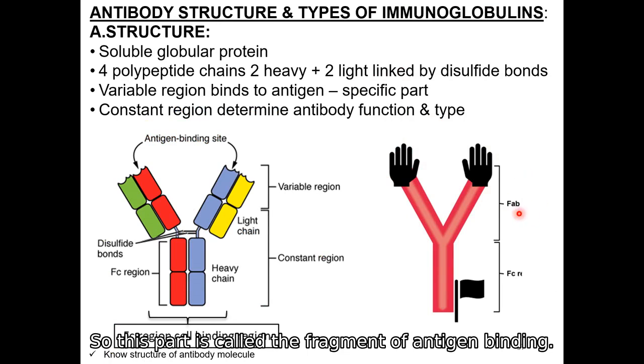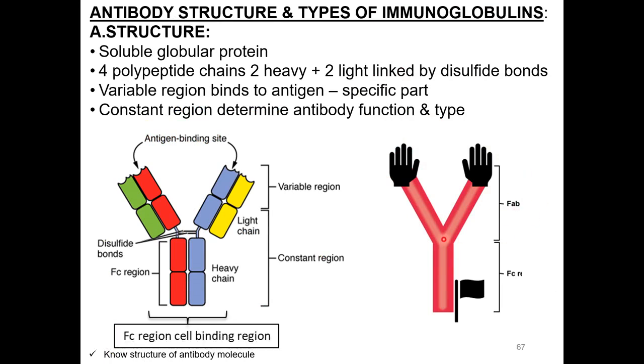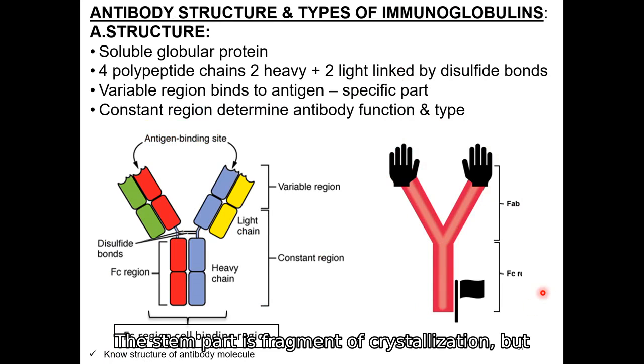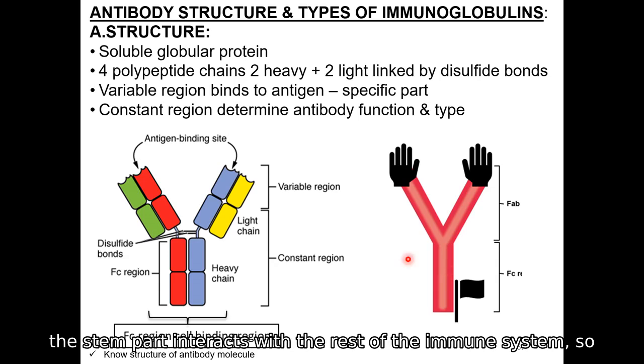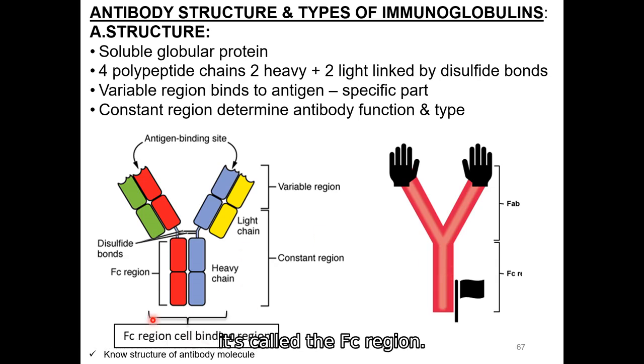So this part is called the fragment of antigen binding. The stem part is the fragment of crystallization, but it is a flag for the immune system. So the stem part interacts with the rest of the immune system. So it's called the FC region.